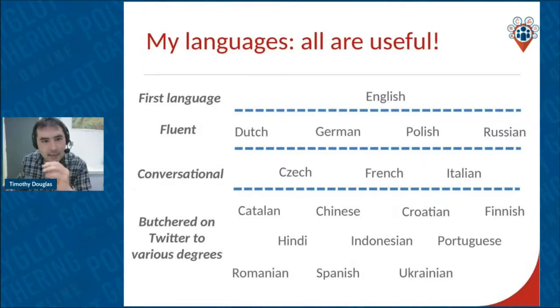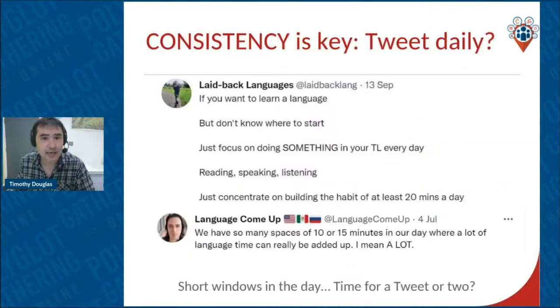So I'm British and I speak English as my first language, not perfectly. I mean, I don't think anyone speaks their first language perfectly. I can speak Dutch, German, Polish, and Russian well, and I can have a conversation in Czech, French, and Italian. And there are many languages that I speak very badly and which I've butchered on Twitter to various degrees. So I can say things in Catalan and Portuguese, Ukrainian, and Spanish. In Romanian, I'm not so good. In Chinese or Hindi, it's difficult for me to build a sentence. But the experience of using them on Twitter has been beneficial to me. All of them have been useful to me at some point in my life.